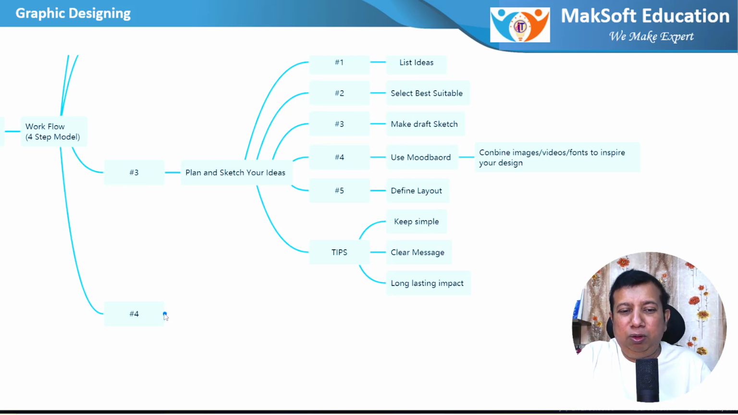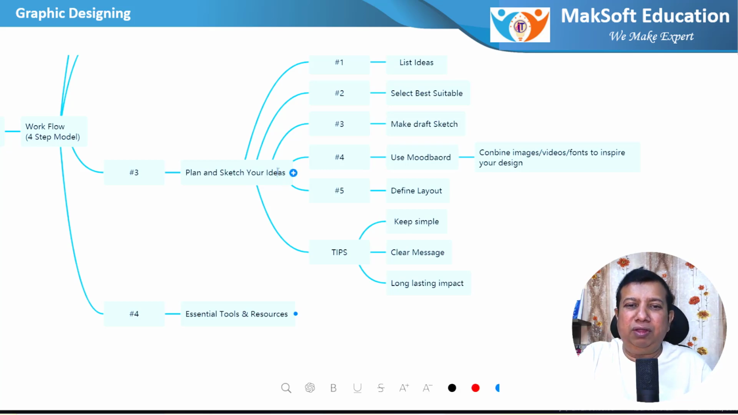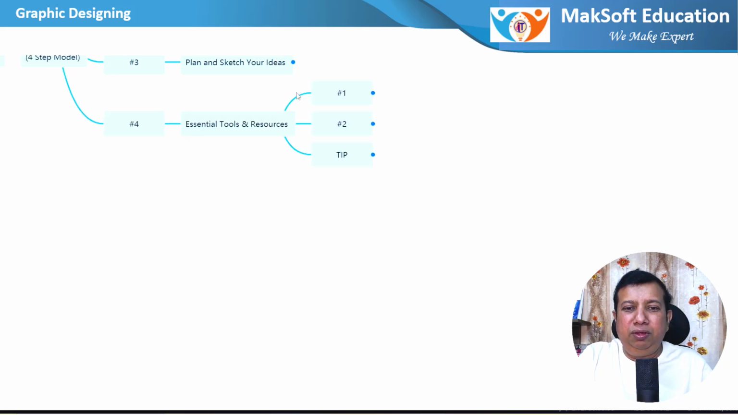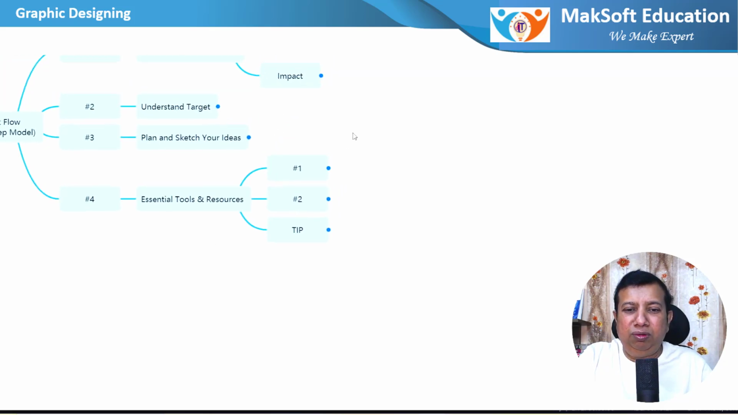Now we are coming to the step number 4. In step number 4, you need to find out which are the essential tools and resources that you are going to use to create this idea to make your final layout. Now here I am going to give you 2 things. Number 1, make different parts of your design.